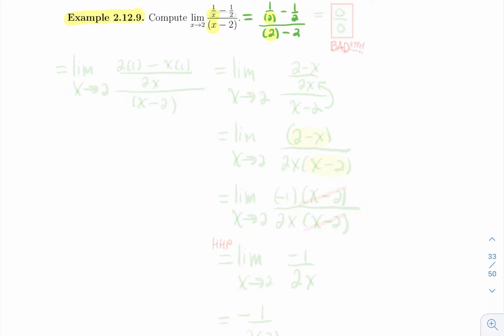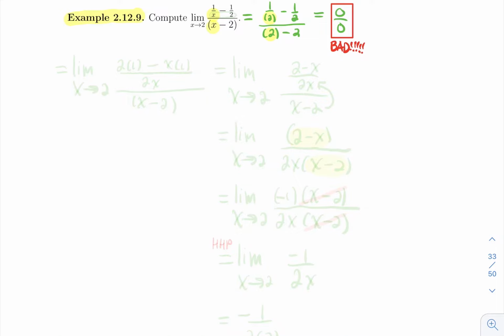Okay, so all the x's here are replaced by 2. And of course, what happens when you do the actual computation at the numerator, 1 half minus 1 half is going to give you 0. And then at the denominator, 2 minus 2, you're going to get 0 again. Okay, so this is not just bad, this is really bad. So you have to do something. So now I know I have fractions, so what I'm going to do is simplify my numerator by adding those two fractions together.